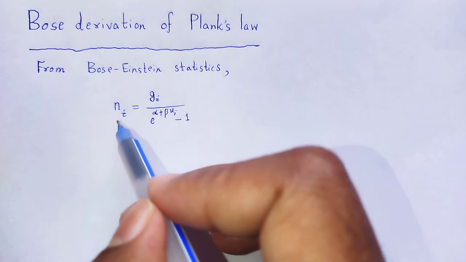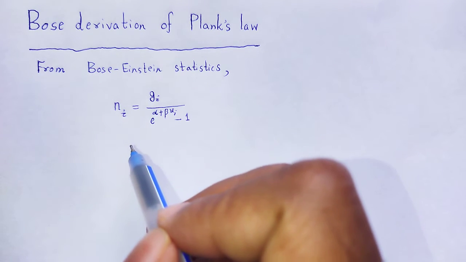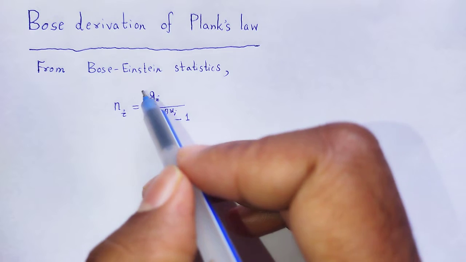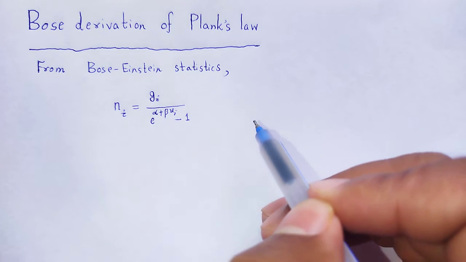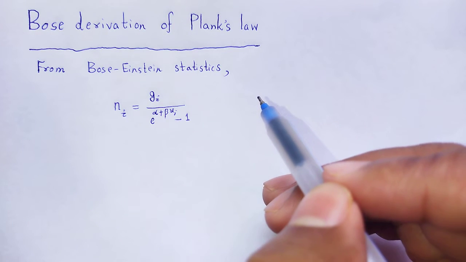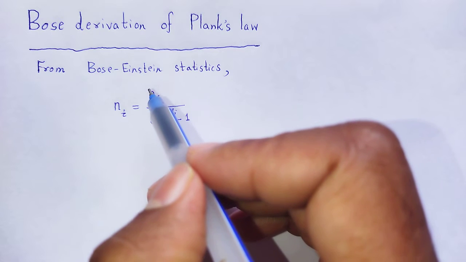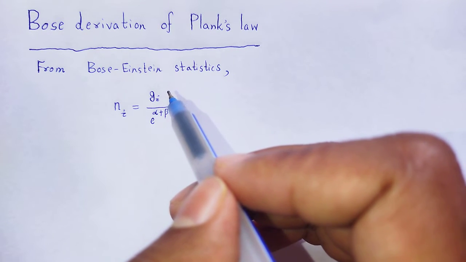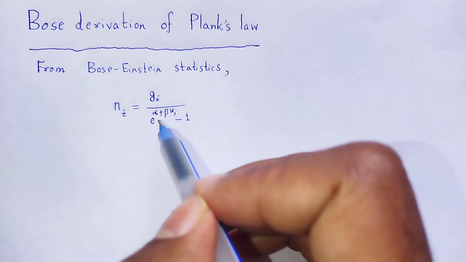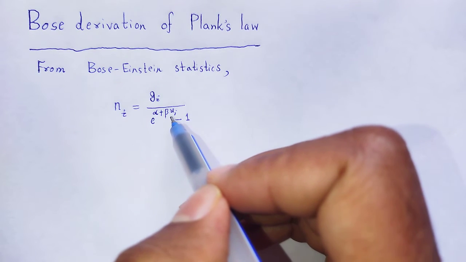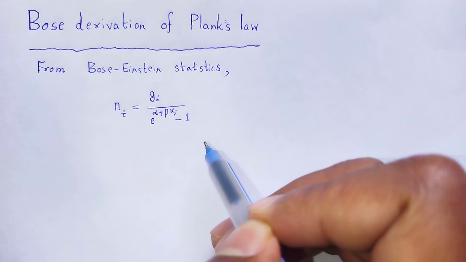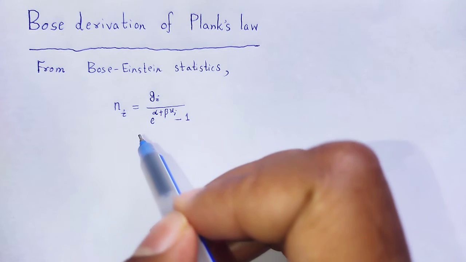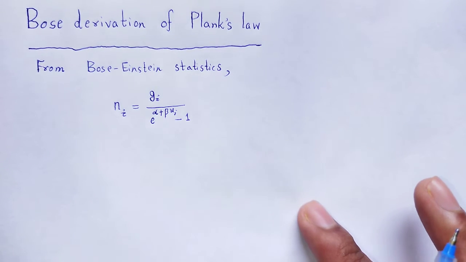So, the number of particles in the ith compartment is Ni, equal to Gi, where that ith compartment is further divided into G number of elementary cells having equal size, that is Gi. Alpha, beta are constants. Ui is the mean energy of the particles present in the ith compartment.